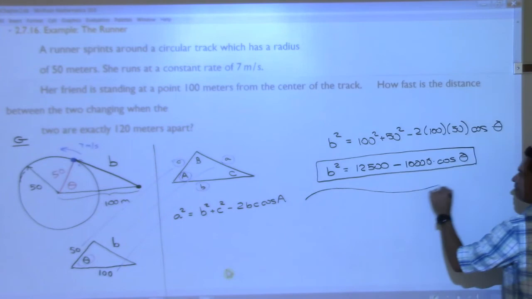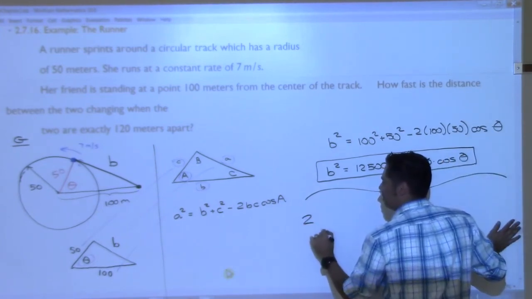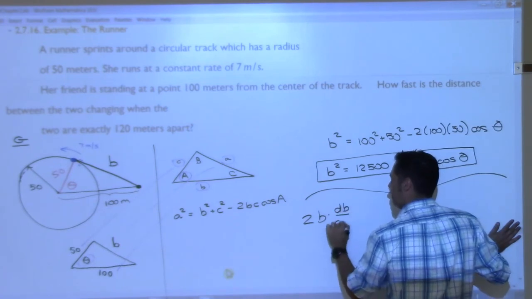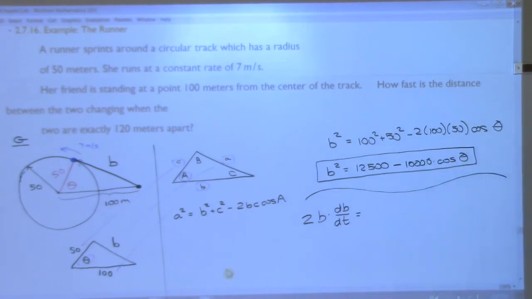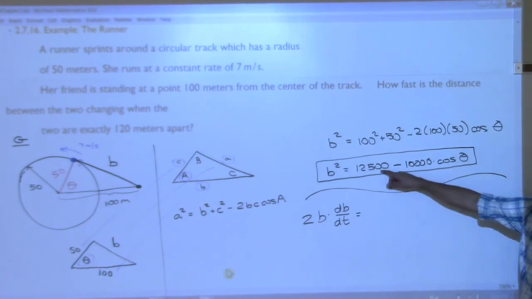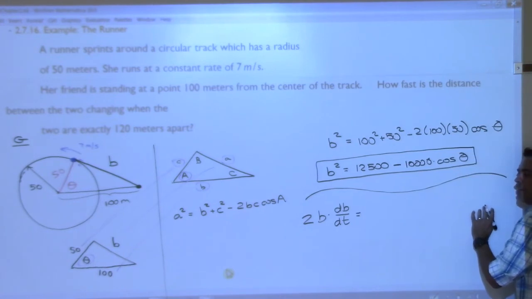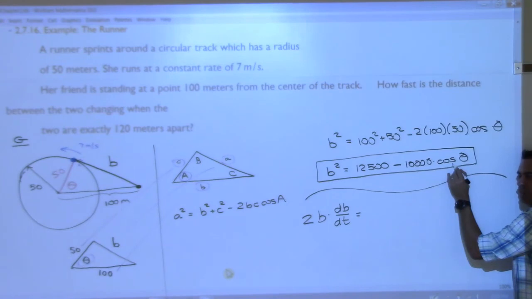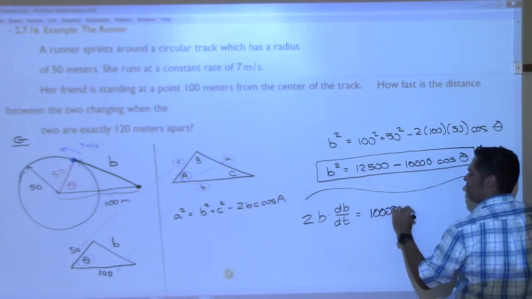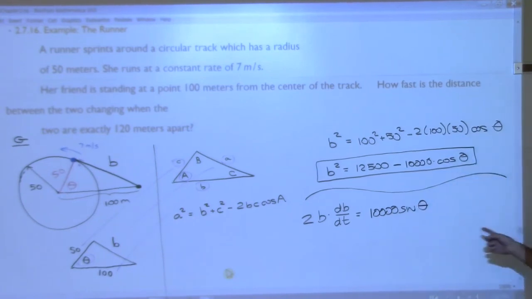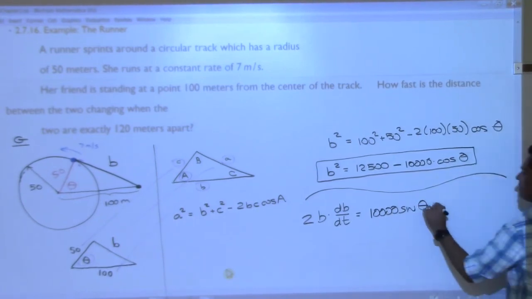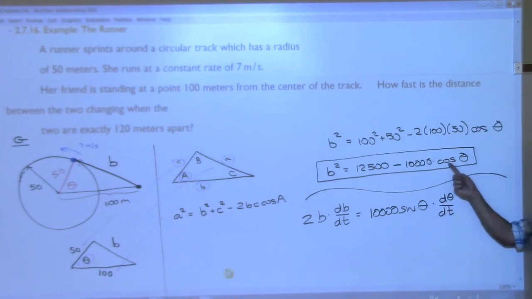Here's the derivative. 2b db dt equals derivative of this, 0, minus 10,000. Oh, but that minus 10,000 is actually going to become plus 10,000, right? Because derivative of cosine is negative sine. So it's going to become 10,000 sine theta d theta dt. Chain rule, right? Derivative of cosine of something is negative sine, but then derivative of the inside is d theta dt. And now we're here. This is it.